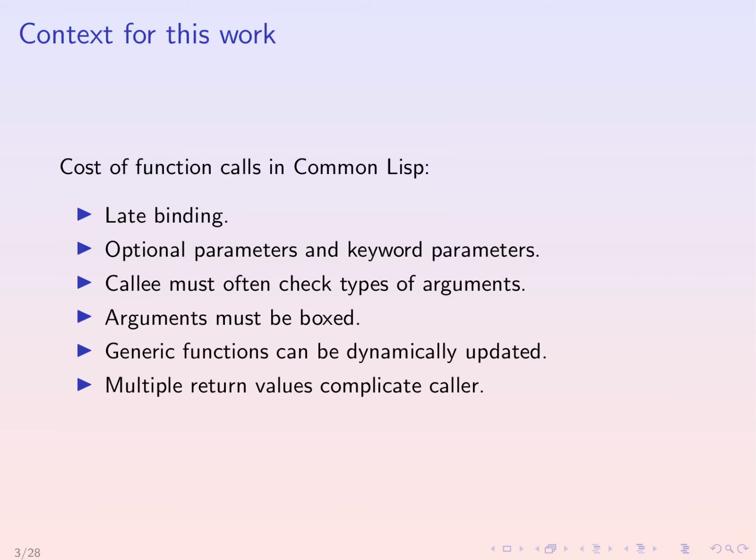The purpose of this work is to lower the cost of function calls in Common Lisp. And there are several reasons why function calls in Common Lisp are kind of expensive. Here are some of those reasons: late binding, optional parameters and keyword parameters. The callee must often check types of arguments. The arguments must be boxed. If the callee is a generic function, it can be dynamically updated. And multiple return values complicate the caller. We will talk about each of these issues a little bit more in detail.